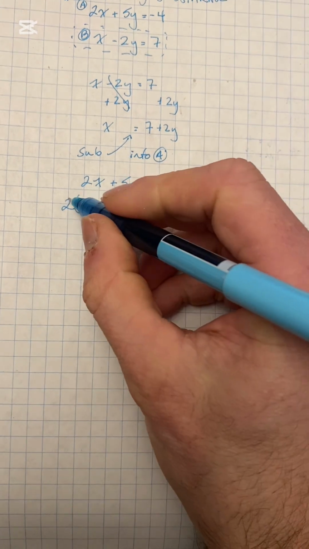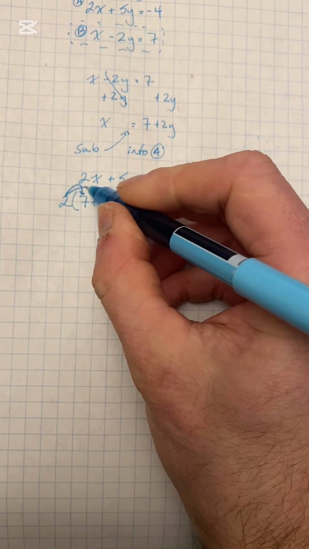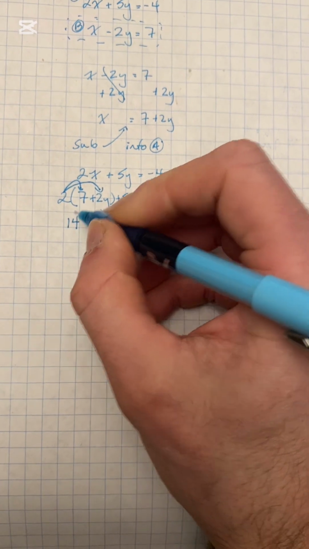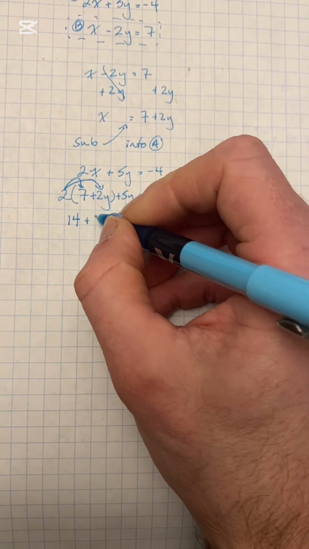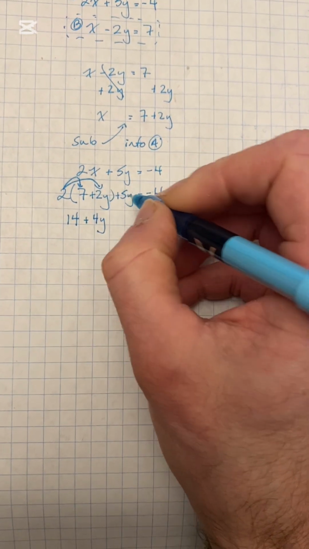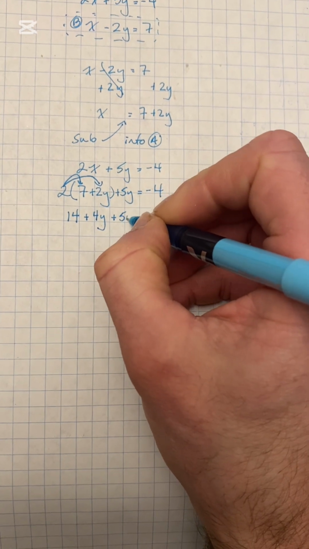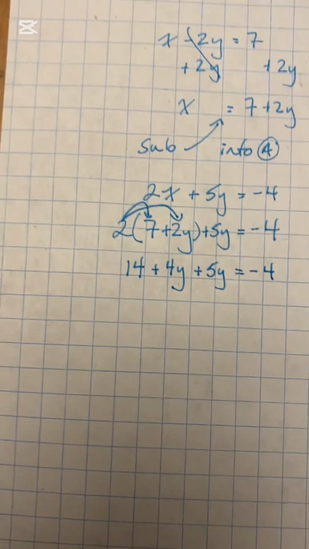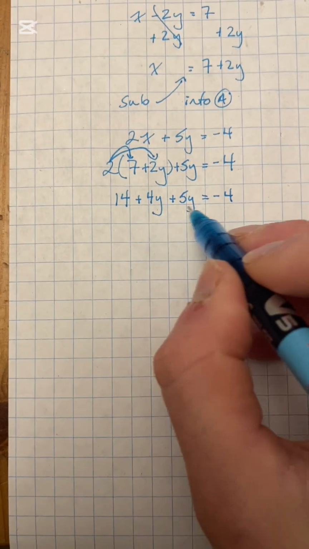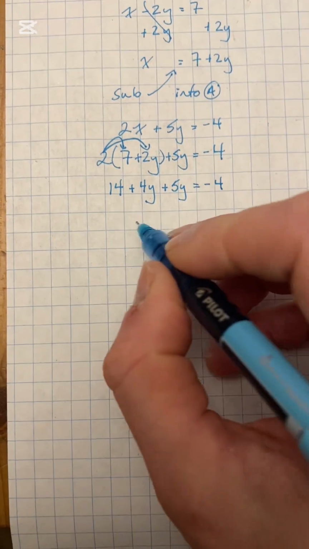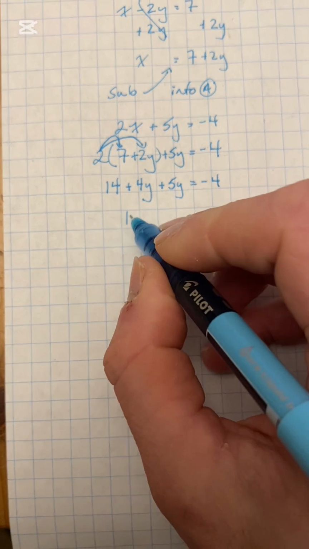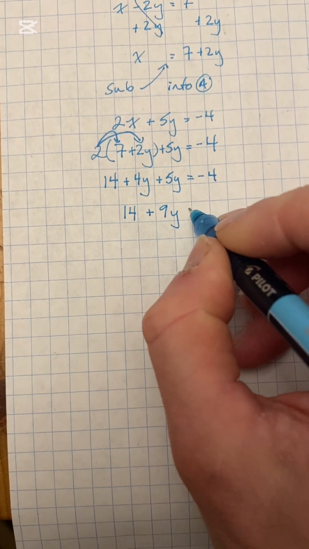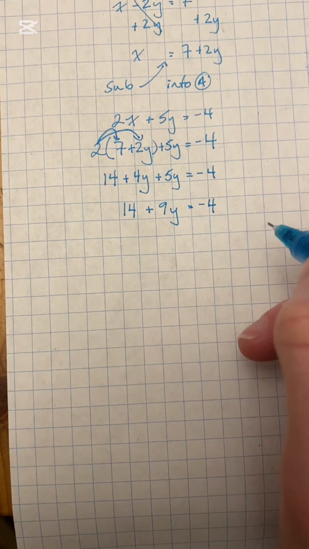Awesome. I now use the distributive property. 2 times 7 is 14. 2 times 2y is positive 4y. And then I go plus 5y equals negative 4. Awesome. Next up, I think we can clean this up by combining these two like terms because they both have a y variable. So 4 plus 5 gets me to 9y equals negative 4.